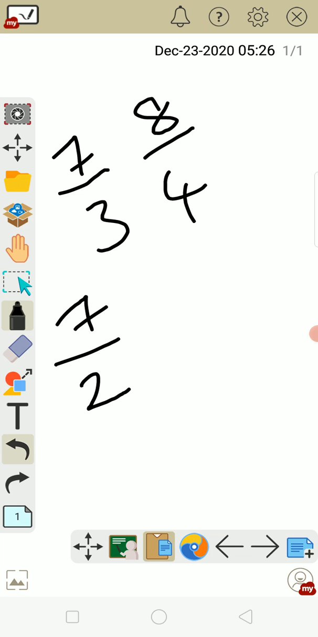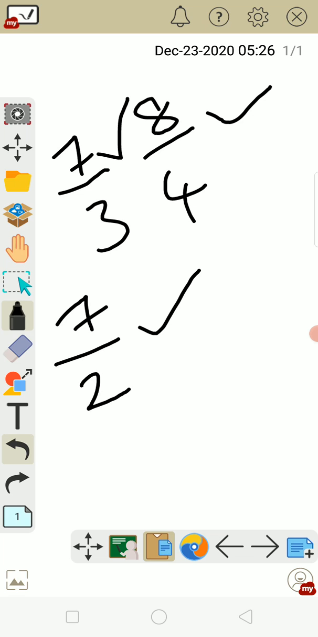Which fractions have the numerator greater than the denominator? Those fractions we call improper fractions. For example, 8 upon 4 is an improper fraction, 7 upon 3 is an improper fraction, 7 upon 2 is an improper fraction.